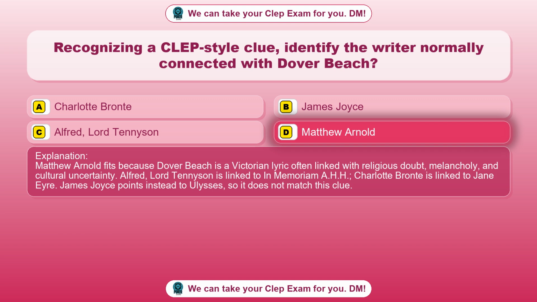Matthew Arnold fits because Dover Beach is a Victorian lyric often linked with religious doubt, melancholy, and cultural uncertainty. Alfred, Lord Tennyson is linked to In Memoriam A.H.H. Charlotte Brontë is linked to Jane Eyre. James Joyce points instead to Ulysses, so it does not match this clue.